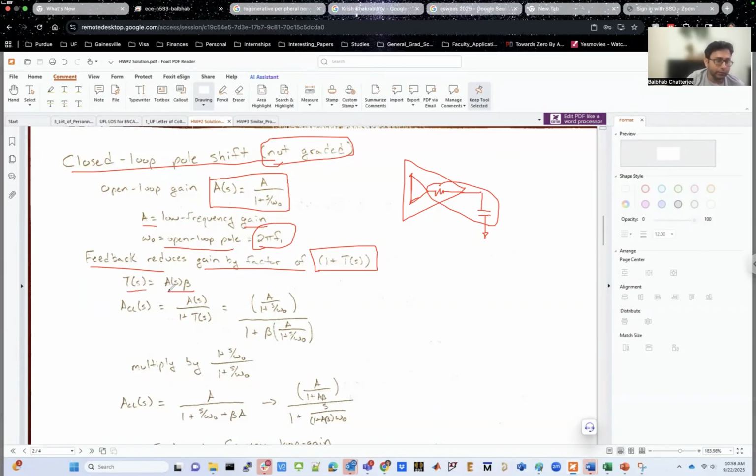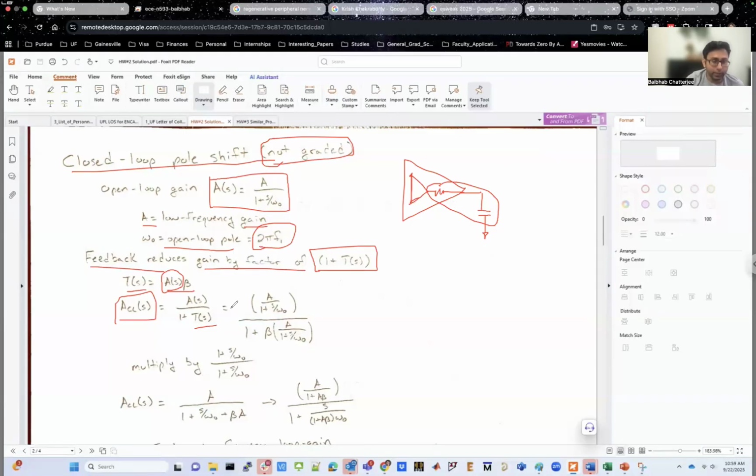Now, if your A is a function of frequency, and you're writing A as a function of s, then your T, or your loop gain, also becomes a function of frequency, because T is nothing but A times beta. If A is a function of frequency, T will be a function of frequency. So you can write your closed loop gain, which is A divided by 1 plus A beta, as A as a function of frequency divided by 1 plus A as a function of frequency times beta. That is nothing but T as a function of frequency, because T is equal to A times beta.